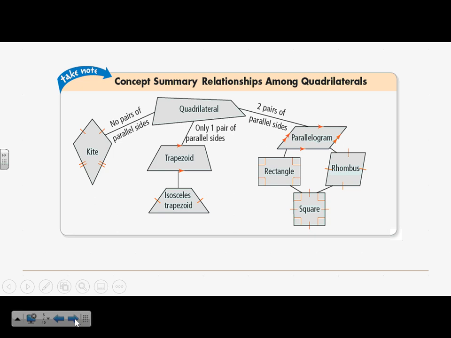So this concept summary is kind of what we talked about a couple lessons ago, where quadrilaterals go into parallelograms, which go into rectangles and rhombuses and squares. Again, there are parallelograms that don't fall under this, but those aren't the ones we talked about. These are the only ones we talked about in this chapter. The other thing, if it's not a parallelogram, it could be a trapezoid, more specifically an isosceles trapezoid. And then the other one is kites. Now again, the way you can tell, kites have no parallel sides. Trapezoids have one pair. Parallelograms have two pairs.